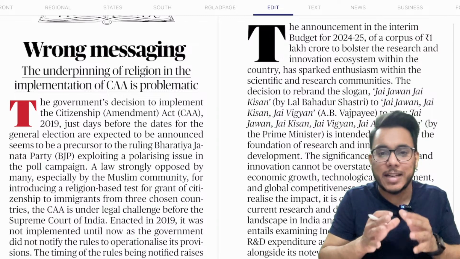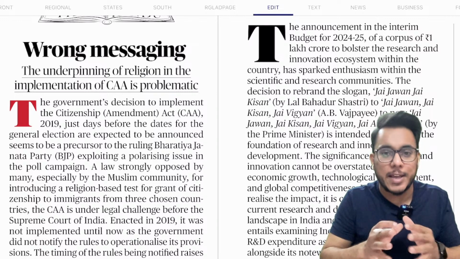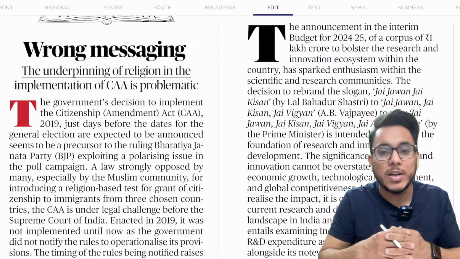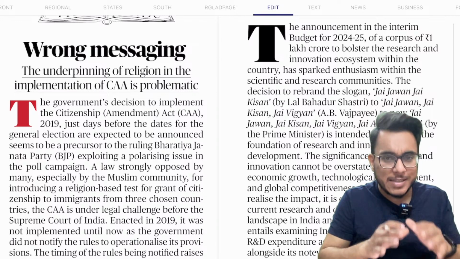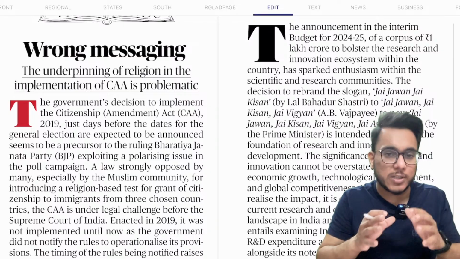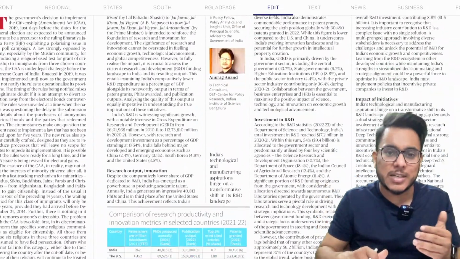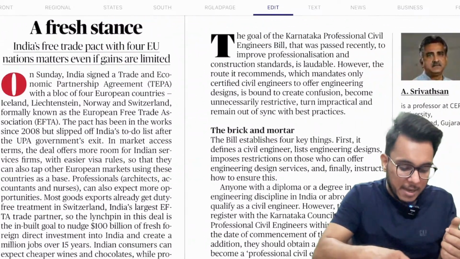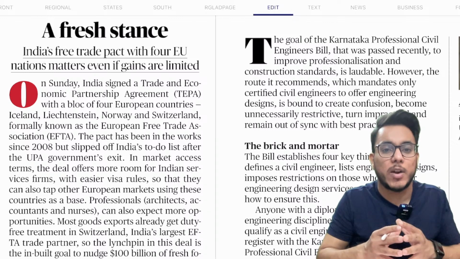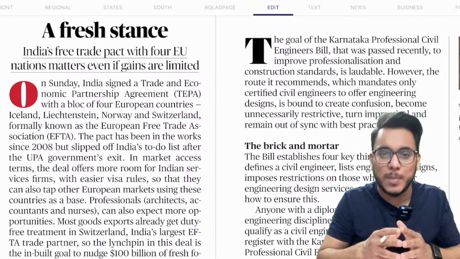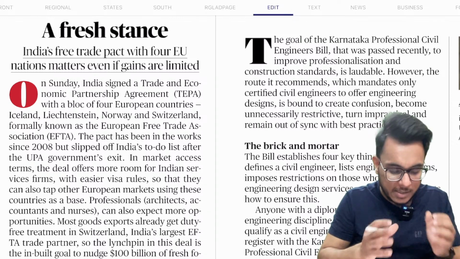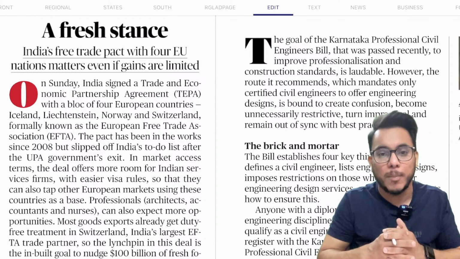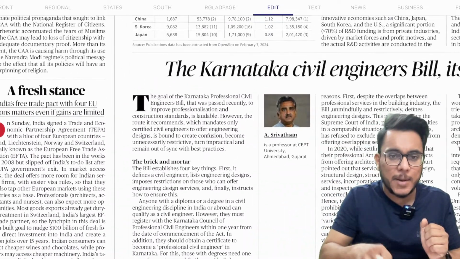Now the article is saying that the timing of this shows that there is some political inclination. Guys, this particular article does not contain much substance for the examination; it is just saying that the government has some political imperative in mind. Here we have this article, A fresh stance. This article talks about a recent free trade agreement that has been signed with four European countries. We'll see this particular article in detail.